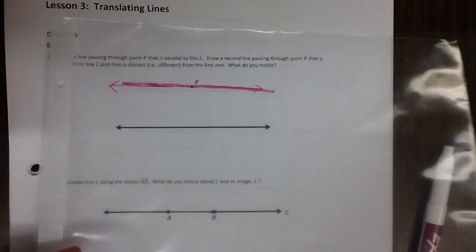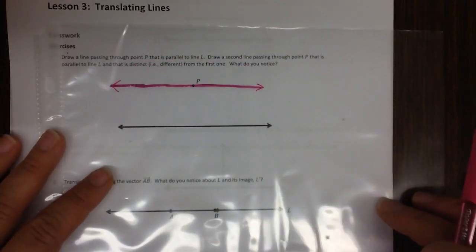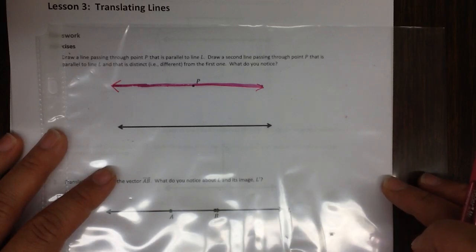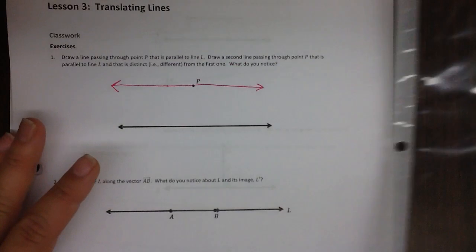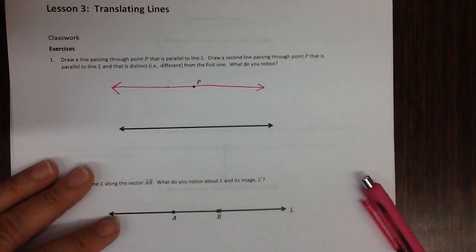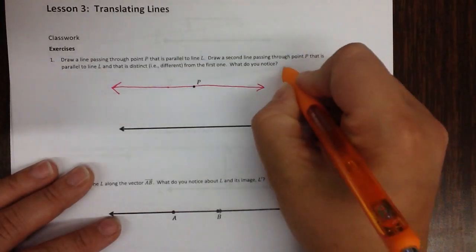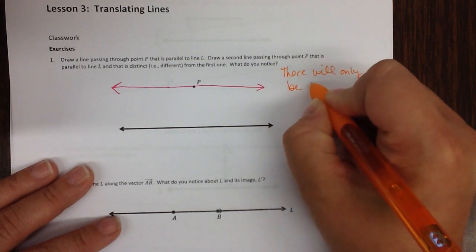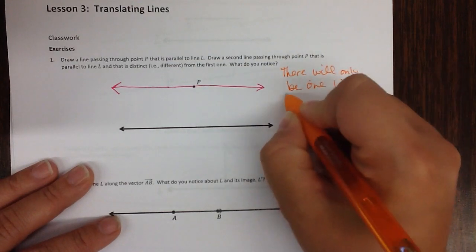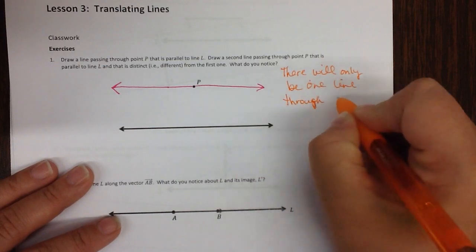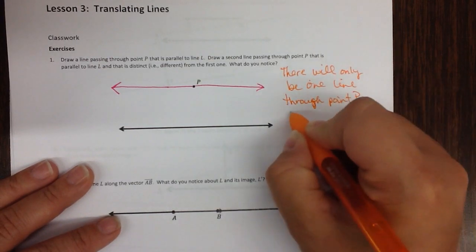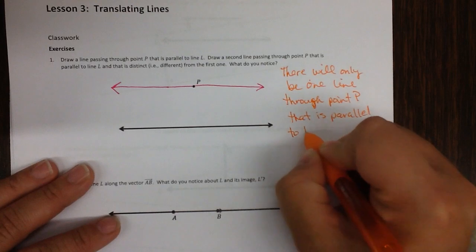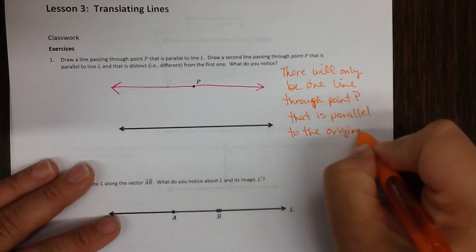Okay. Now I cannot put another line here, okay, that is parallel. There's only one line that will go through point P that is parallel. Okay. So that's what we need to write here. There is only one line, or there will only be one line through point P that is parallel to the original line.